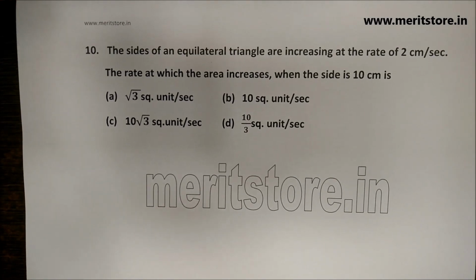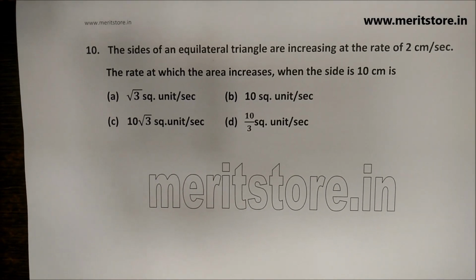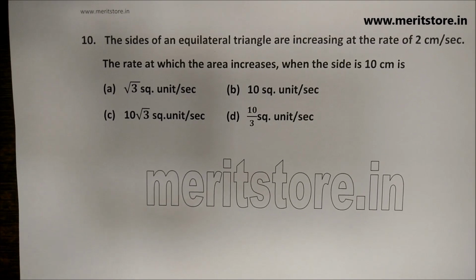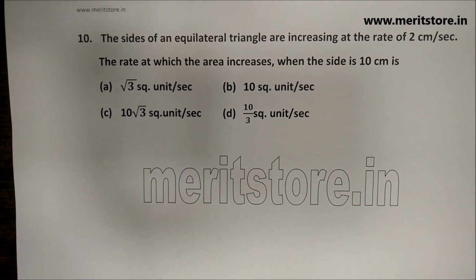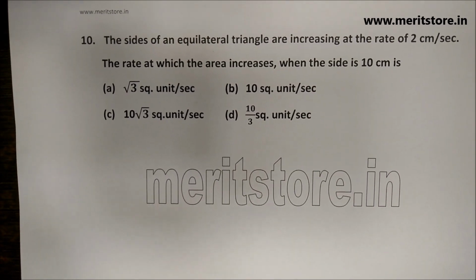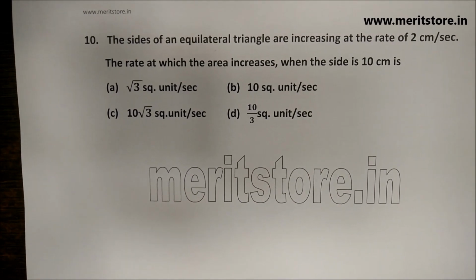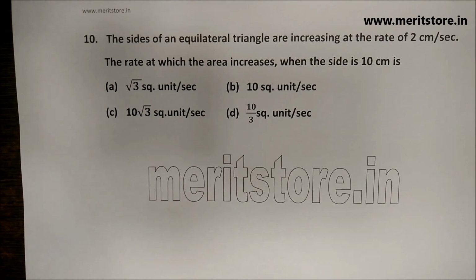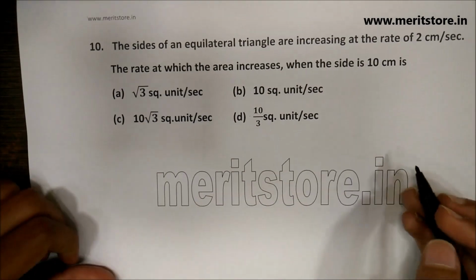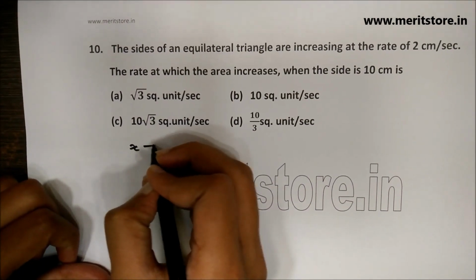Then the sides of an equilateral triangle are increasing at the rate of 2 cm per second. The rate at which the area increases when the side is 10 cm is option A root 3 square unit per second, option B 10 square unit, option C 10 root 3 square unit, option D 10 by 3 square unit per second.